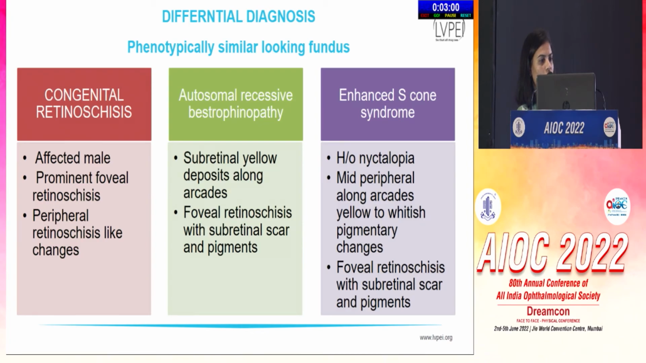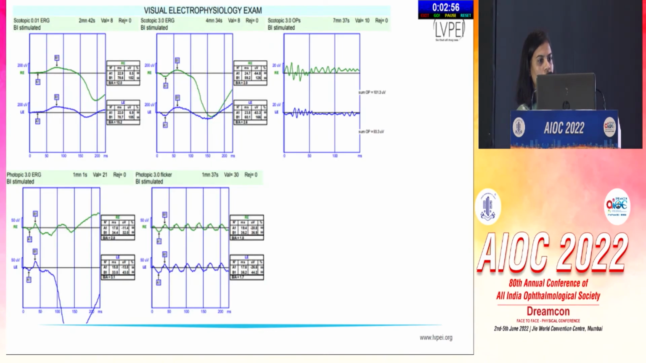So how do we reach a conclusive diagnosis? Of course, the electrophysiology will help us. This is the full-field ERG of the patient, which shows that there is definite reduction in the isolated rod response and combined rod cone response.